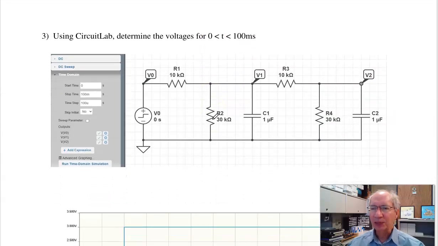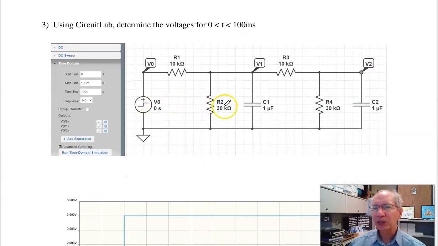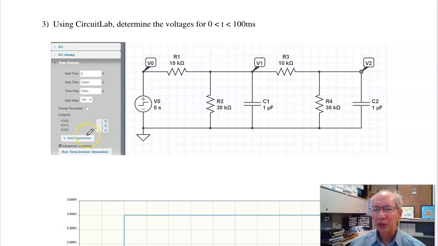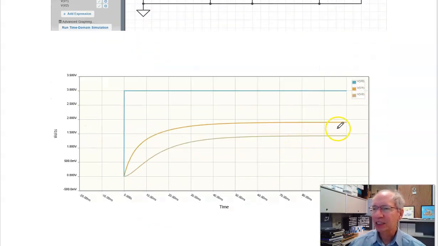To check your answer, one way is to build the circuit in Circuit Lab, make this a step input, turns on at t equals 0, with an amplitude of 3 volts, and then measure V0, V1, V2. I'm going to measure for 400 milliseconds, make the step size 1,000 times smaller, 100 microseconds, let her rip, and here's what I get, same results. So this is your V0, my 3 volt step, here's your V1, here's your V2.